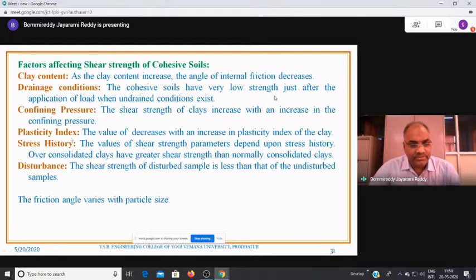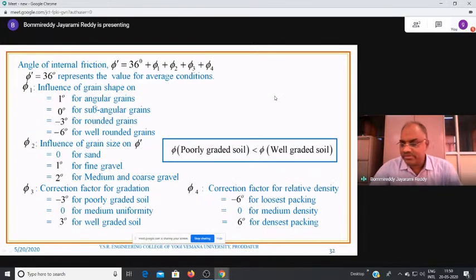So in general, the friction angle varies with the particle size, and you can look at the approximate relation here. The approximate relation you can see.